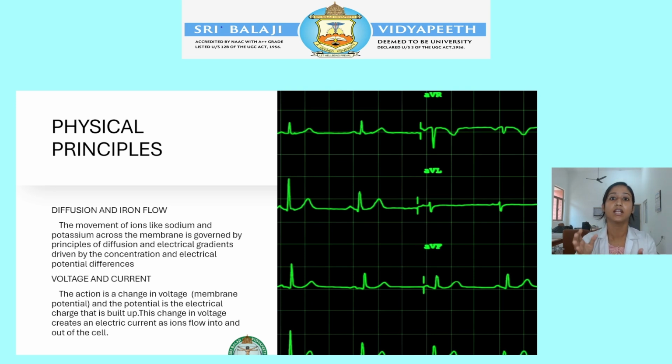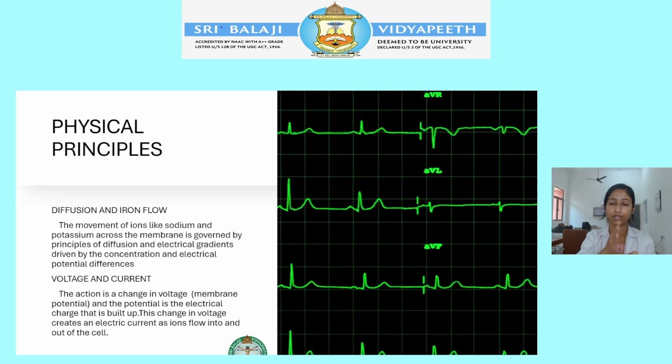Ion flow is nothing but, if the ions move, they will carry the charges. At that time, what happens? The current will be flowing. So once current is flowing, the action potential will be fired, that is, it will transmit the impulses. So that is the relationship between diffusion and current flow.